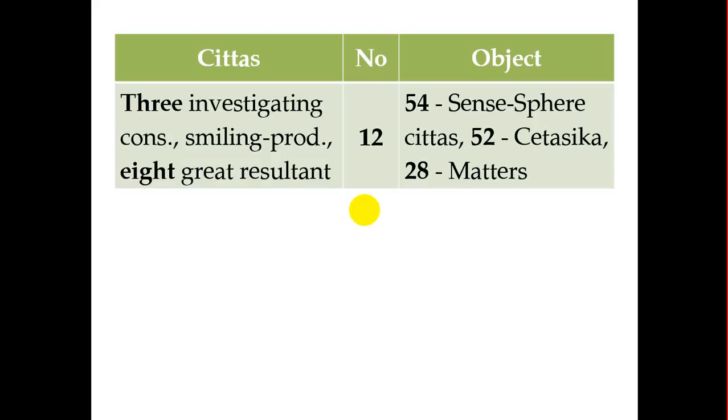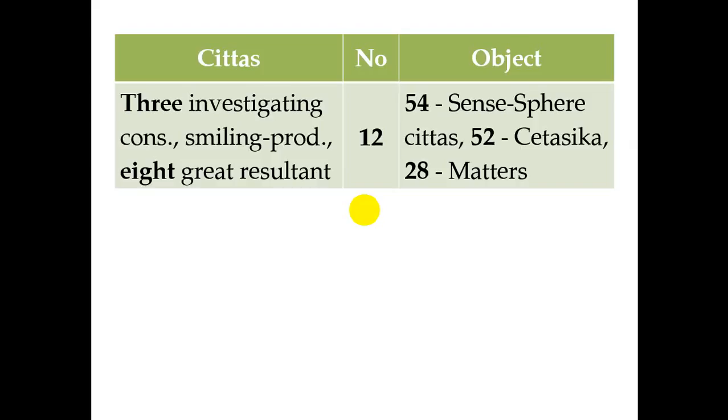These 54 Cittas are associated with 52 Cetasikas as well as 28 material phenomena. So when we talk about three types of investigating consciousness, mind-element producing consciousness, and eight great resultant Cittas, altogether 12, if we remember in a short way, these 12 Cittas take only the sense sphere.